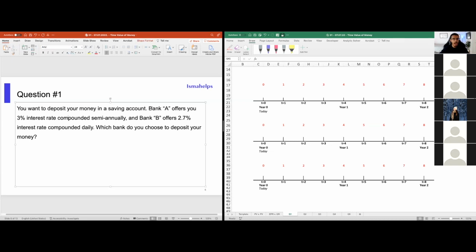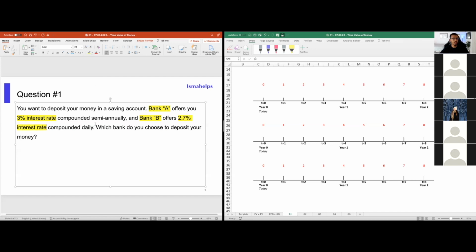In this case, we have 2 scenarios, right? We have Bank A and we have Bank B. So already there, we know that we're dealing with 2 different options, i.e. alternatives. Option A, option B. Now, these 2 options differ. How do they differ? Well, one of them offers you 3% interest rate. That's awesome. And the other offers you 2.7% interest rate. That's not bad, pretty dope.